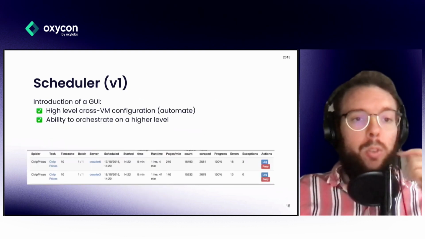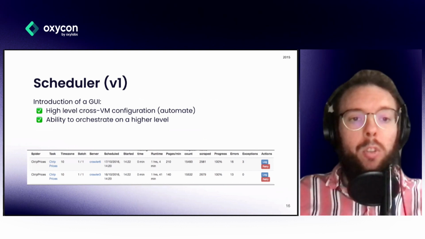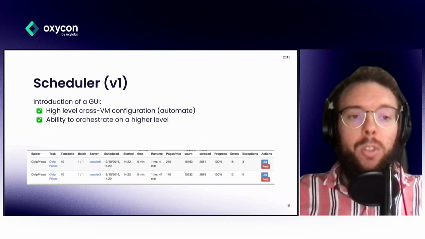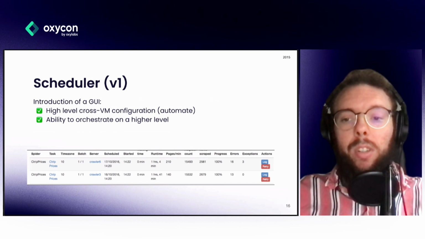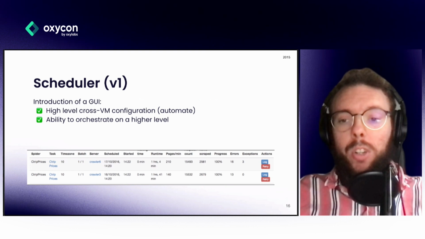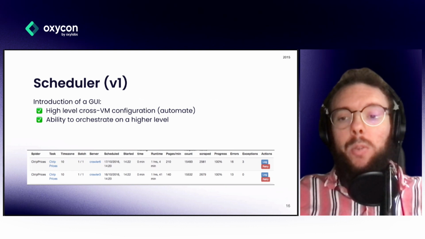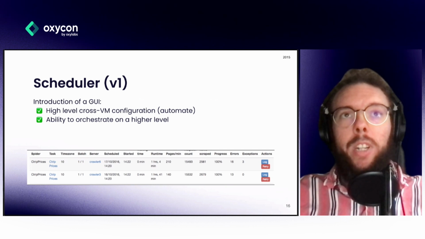We also introduced some kind of scheduler, which was at this point a GUI, which allowed us to do high-level cross-VM configuration and also have the ability to orchestrate on a higher level. This was beautiful because now we no longer had to manually go into these virtual machines, and instead we were able to do a lot of common actions right from within this GUI. We were at this point already at a much higher scale than in the beginning, so it was definitely more than welcome.